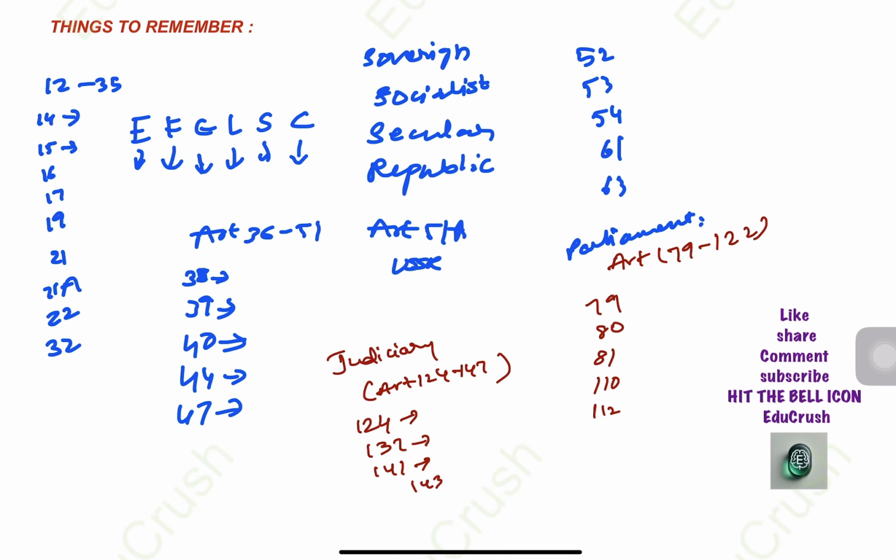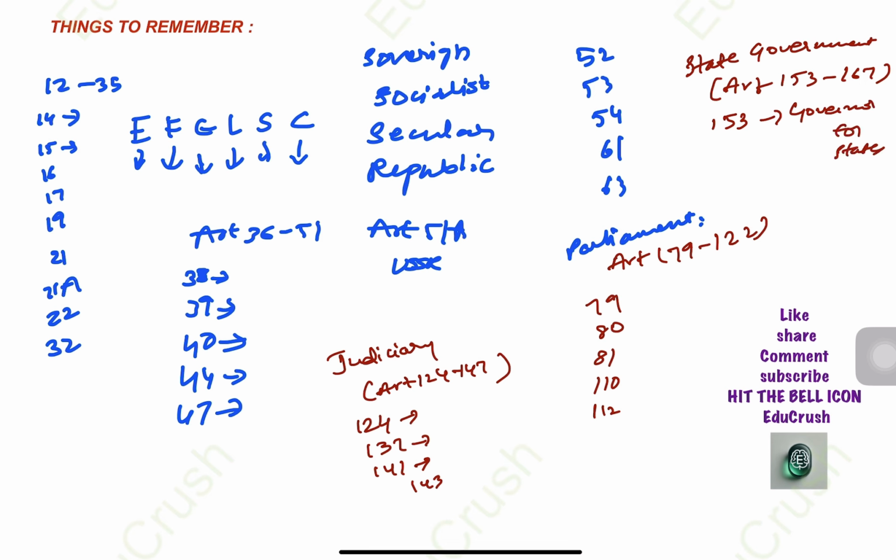Coming to the state government, articles 153 to 167. We have two important articles from this section, that is 153, governor for states. Next, 161, pardon by governor.